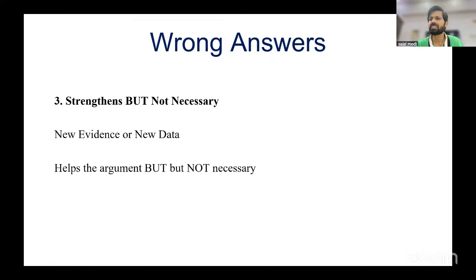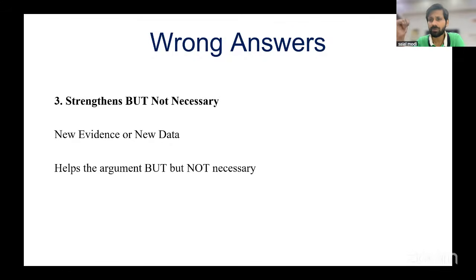These options could present new evidence. It supports the argument, but not necessarily. Or it could contain some new data. It could be some example, right? So this new evidence, this new data, this example, although it supports the argument, it's not necessary. If it's not necessary, it's not an assumption, right?